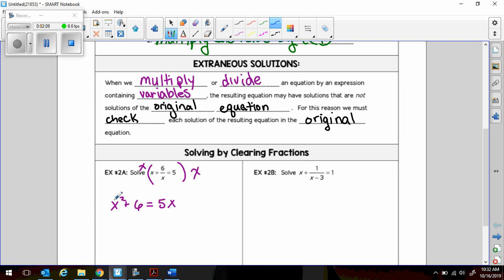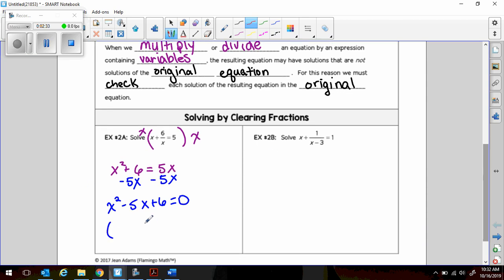Since it's a quadratic, I know I'm going to have to factor or use the quadratic formula. So I need to move everything over to one side. So I'm going to subtract this 5x. And I'm going to be left with x squared minus 5x plus 6 equals 0. And then I can factor. So what I'm going to do is make my two sets of parentheses to factor this. I know that x times x is the only thing that's going to give me x squared, so I know this is x and x.